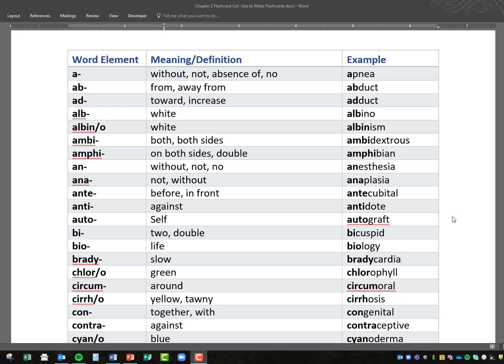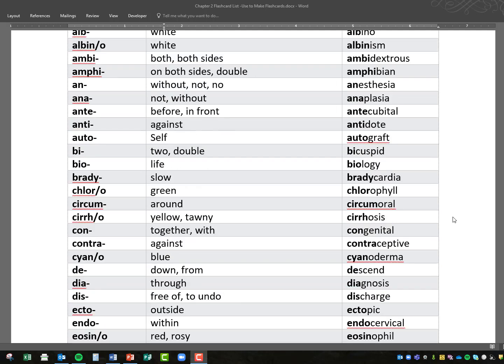Brady, not Brady Bunch, Brady. Bradycardia is a slow heartbeat. And then there's tachy, which is the opposite, we'll get to. Tachy means rapid. Chloro, there's one of your colors.